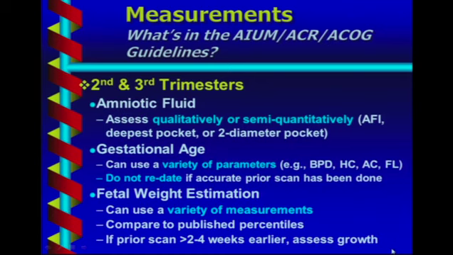What's in the guidelines with respect to the second and third trimesters and measurements? Amniotic fluid should be assessed either qualitatively or semi-quantitatively. For the gestational age, the guidelines say one can use a variety of parameters, including different head measurements, abdominal measurements, and femur length. Very importantly, they say not to redate a pregnancy if an accurate prior scan has already been done.